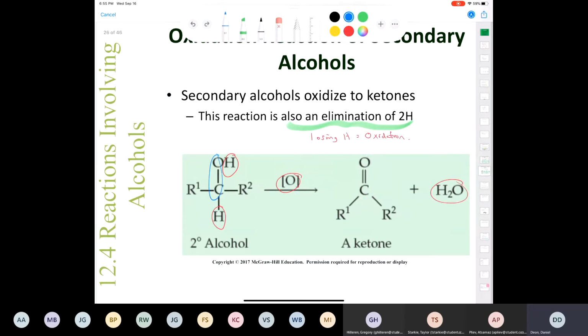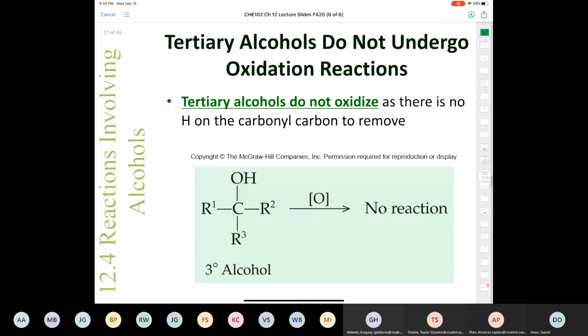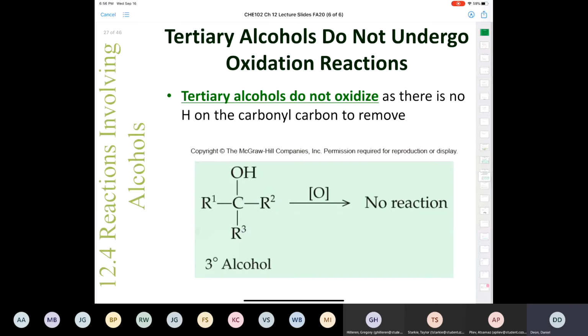Okay, so you've got to be able to know that, again, a primary alcohol gives you an aldehyde, and an aldehyde can be further oxidized to give you a carboxylic acid, and a secondary alcohol will always oxidize to give you a ketone. Now it says here tertiary alcohols do not oxidize, and there is no exception to this. Tertiary alcohols don't oxidize at all.